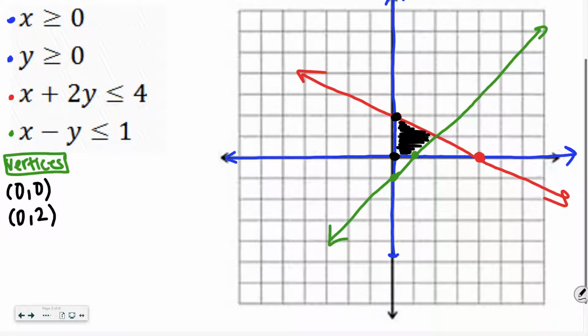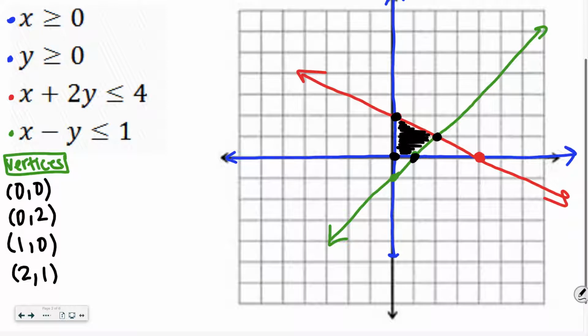Let's see. Chelsea, give me another one. 1, 0. 1, 0. That is where x minus y equals 1 is intersecting y equals 0. And then we have one more. We have this intersection point. Kaya, what is this intersection point? 2, 1. How many of you used algebra to get 2, 1? How many of you checked it into both equations to make sure it was really 2, 1? That is not enough hands. What did I just tell you about your quiz?